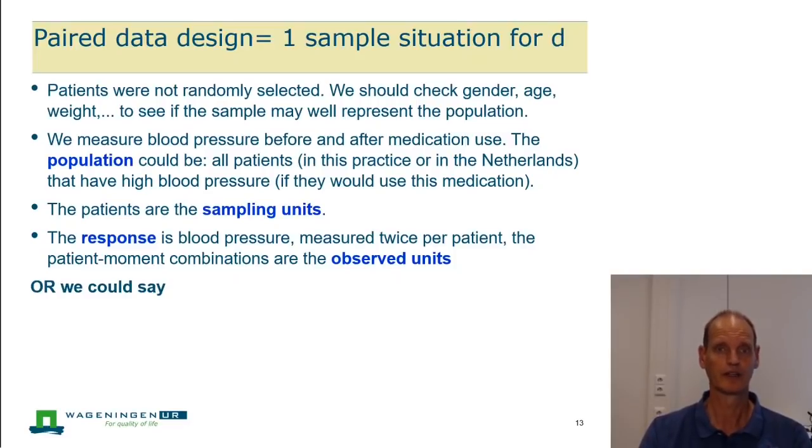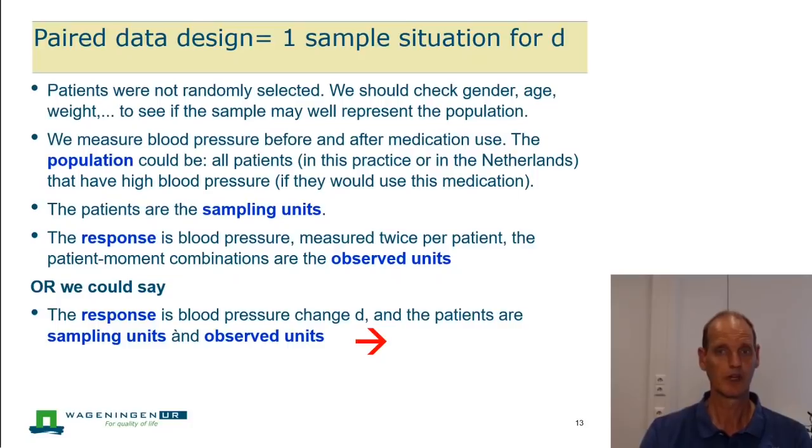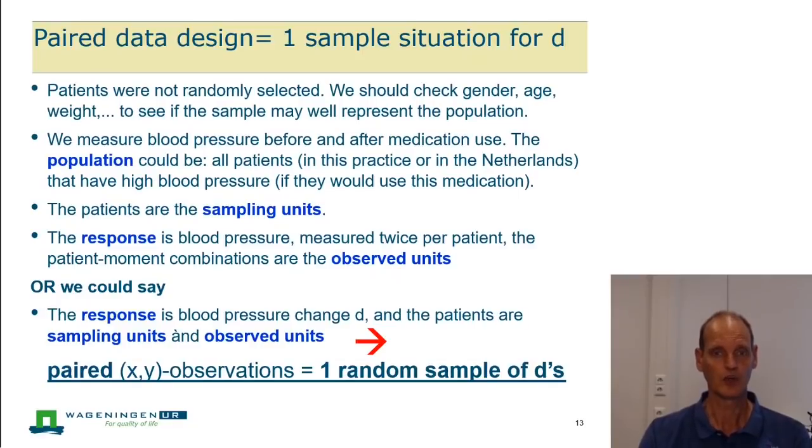But there is a second way in which we could look at this case, namely, the response is the blood pressure change, D, and the patients are the sampling units and the observed units, the measurement units. And this shows that the paired x, y observations case is equivalent to the one random sample case with D as the variable of interest. So the paired data case is the same as the one sample situation applied to the differences.